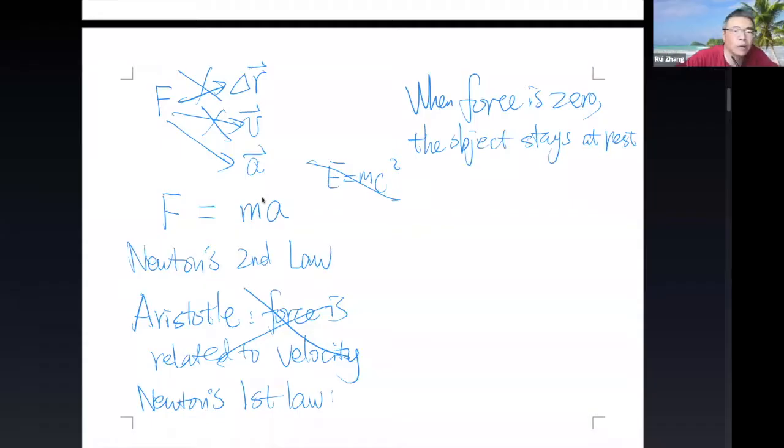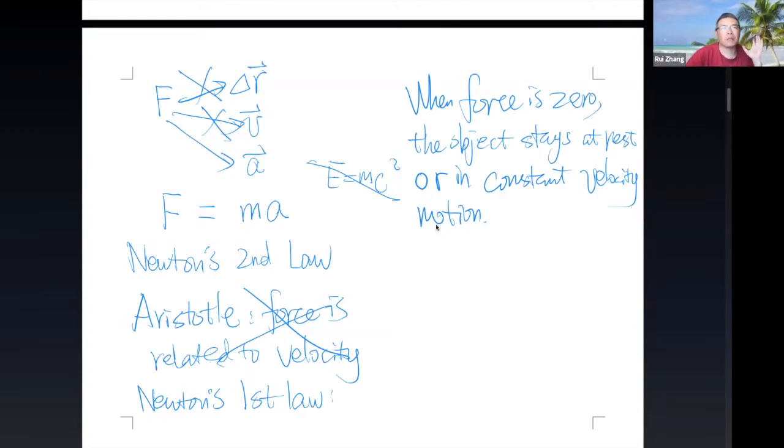Yeah. Here we go. So again, this is what I said. Aristotle said it was wrong. So Newton's first law says when force is 0, the object stays at rest or in constant velocity motion. Again, this is a little bit hard to understand because we feel like in our life that when we don't push something, it stops. But that's actually not a counterexample, because it stops because there's friction. So if there's no friction, if you give a push to something, this thing is going to move forever. So this is our Newton's first law.